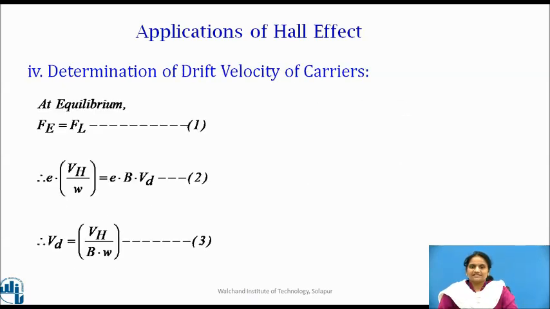For drift velocity of the carriers, according to equilibrium condition, Lorentz force acting on the carriers due to applied magnetic field balances the force due to electric field. Now, substituting these values, the equation for drift velocity can be Vd is equal to VH upon B into W, where B is the applied magnetic field and W is the width of the semiconductor sample.